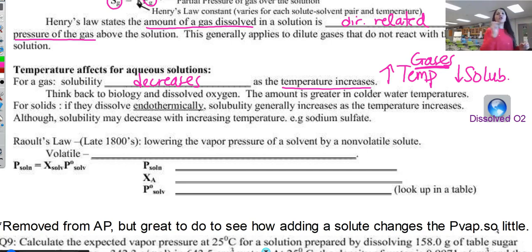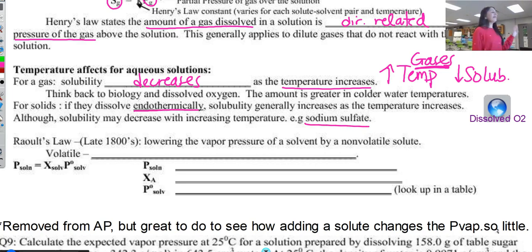The amount of dissolved oxygen is greater in colder water temperatures. And so remember, if you have cooler water and you have more dissolved oxygen, well, that's better for fish and for anything that's going to be living. So you should have more life if the water is actually colder, okay? For solids, though, if they dissolve endothermically, solubility usually increases as temperature increases, but it could decrease. Like I said, there are certain substances like sodium sulfate that actually work opposite, so different things go in different directions.